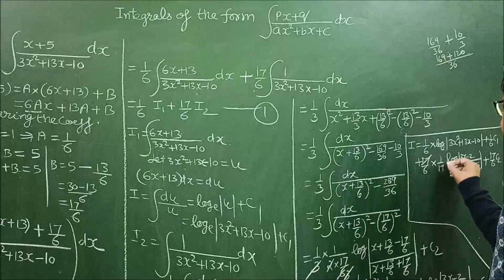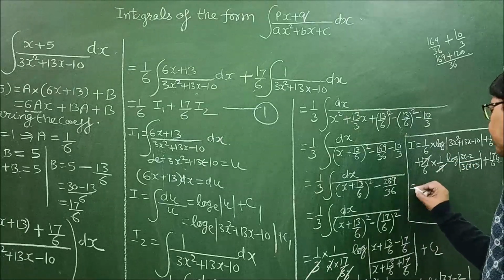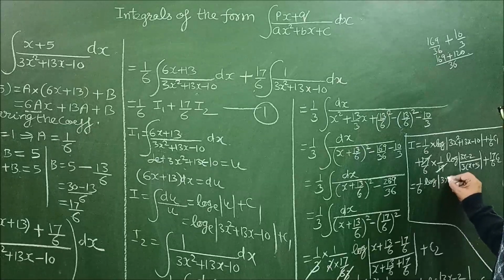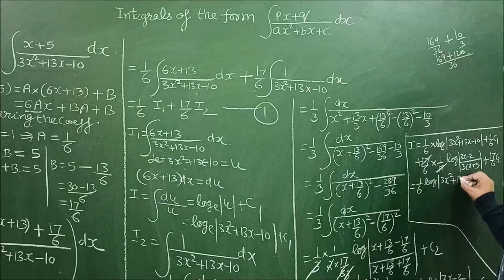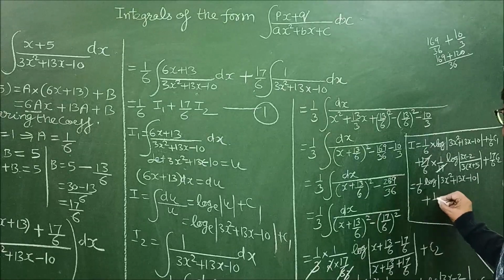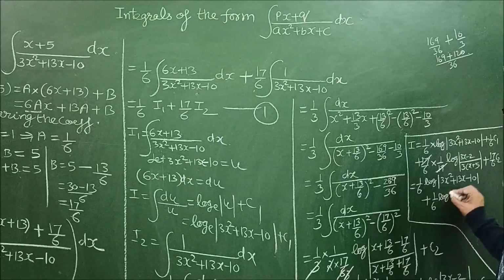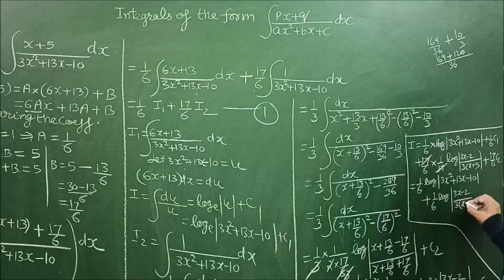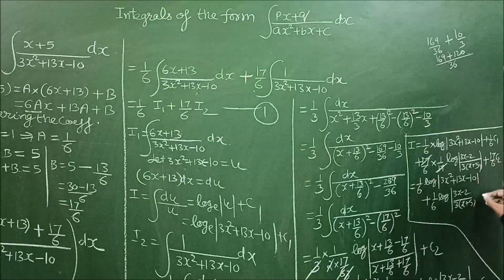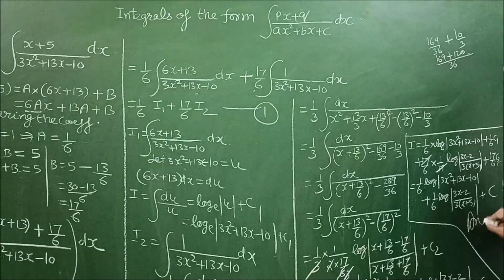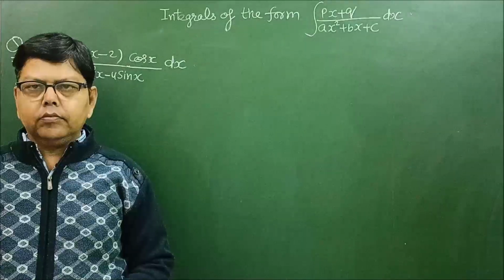Now this 17 and 17 is also cancelled, so the final answer is 1 upon 6 log (3x² + 13x − 10) plus 1 upon 6 log (3x − 2) upon 3(x + 5), and plus these two constants together, plus c. So this is the final answer of this question.